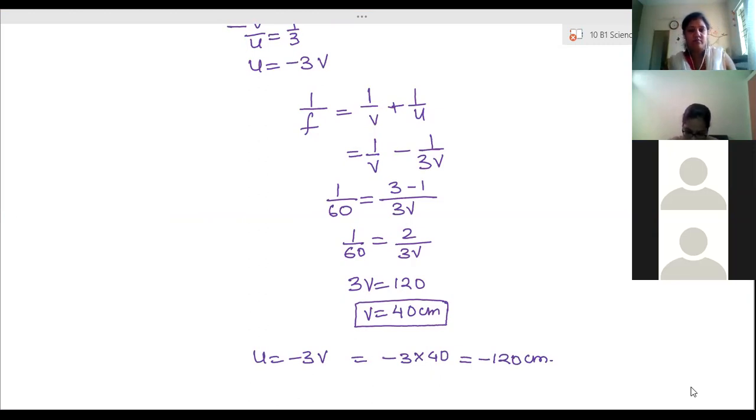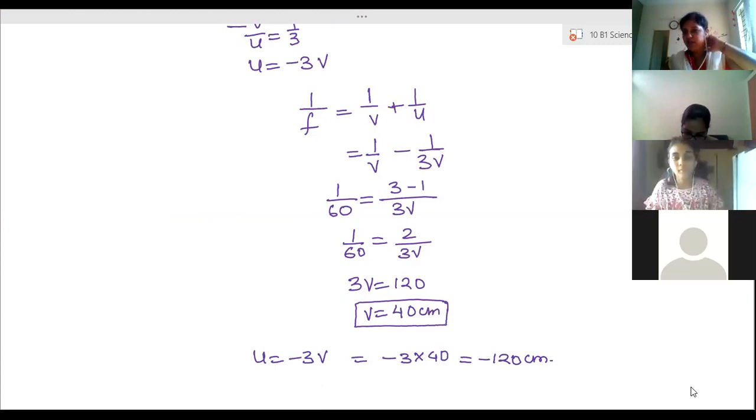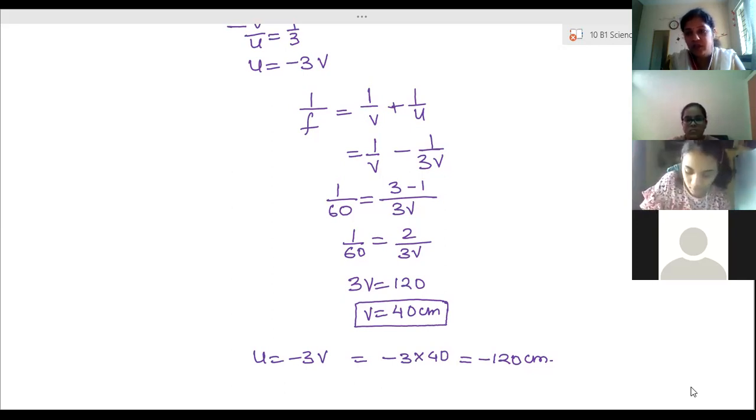Is it clear? Understood? Yes, ma'am. Two different conditions. Remember that when they have given two different magnifications, due to the change in magnification, object distance and image distance both will change. Most of the students I have seen in this question consider the v value constant and try to find the u value, but it is not so. Here you have to consider only the focal length constant. When magnification changes, u and v values both will change.